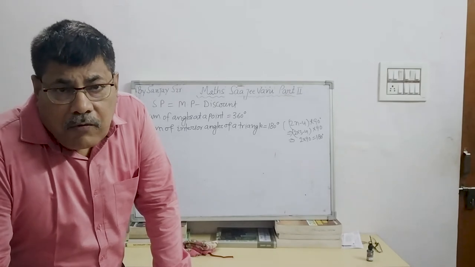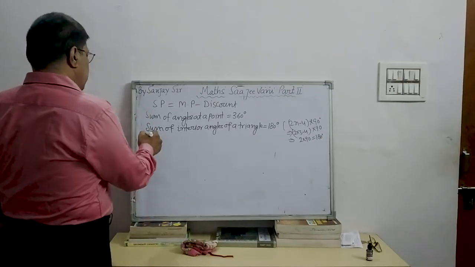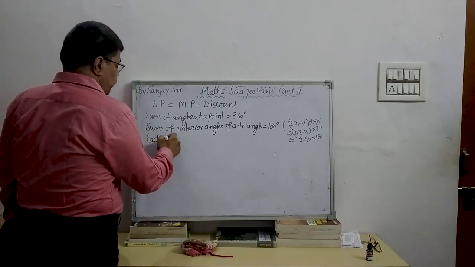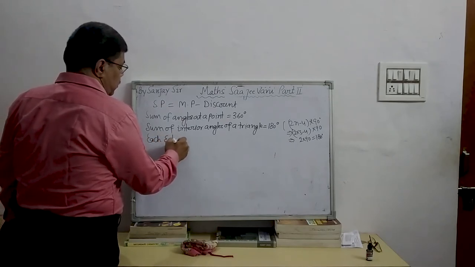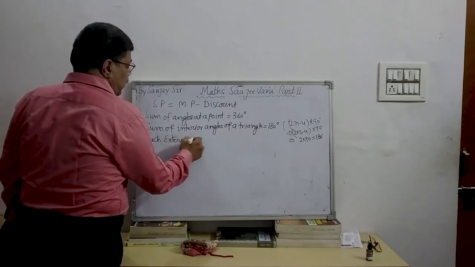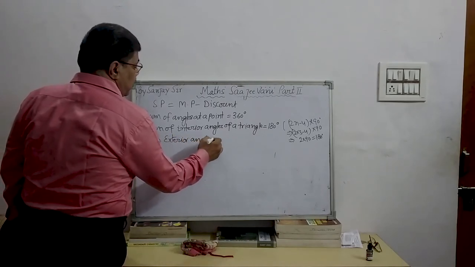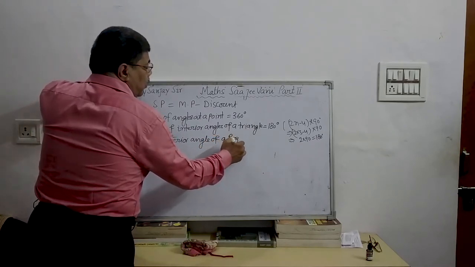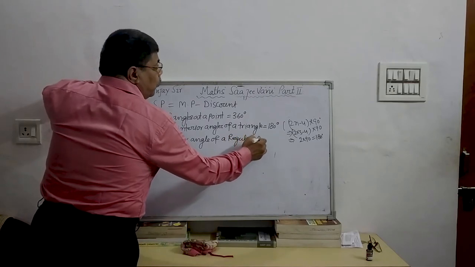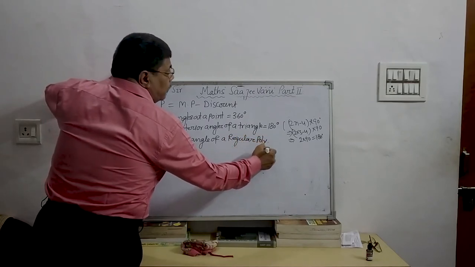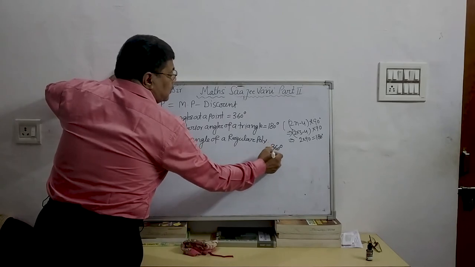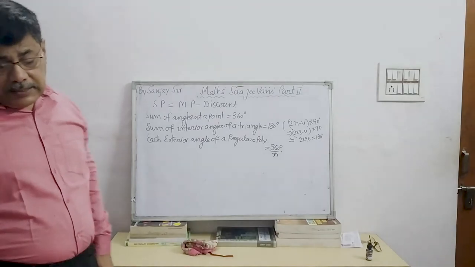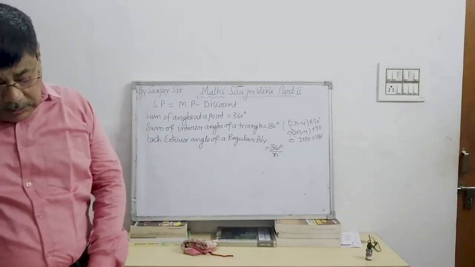Then how will you find out the exterior angle of a regular polygon? Each exterior angle of a regular polygon, find out by this formula: 360 upon n, where n is the number of sides. Is this clear to you, children?